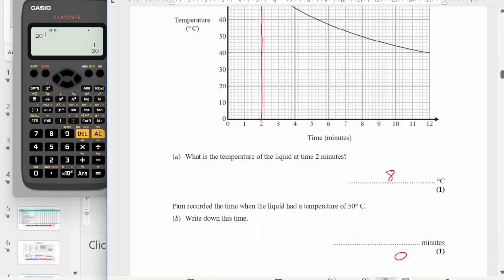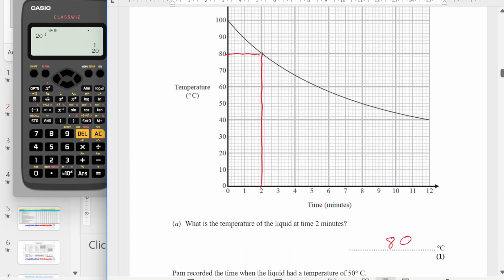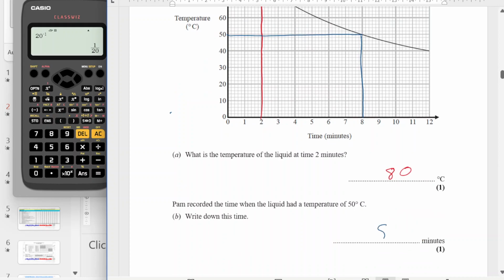Part B. Pam records the time when the liquid had a temperature of 50 degrees C. Write down this time. So I changed pen colour. So we're just looking at 50. We go across. You're obviously going to do it with a ruler and read down. So we're looking at 8 minutes.